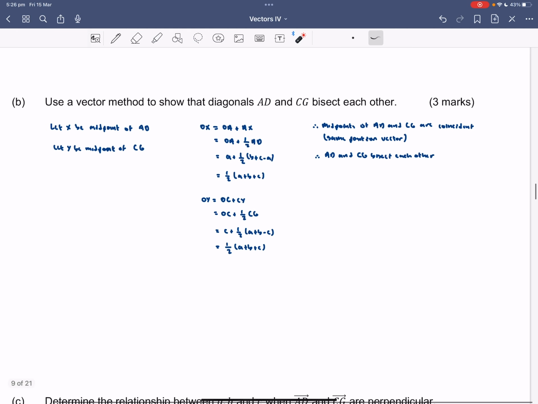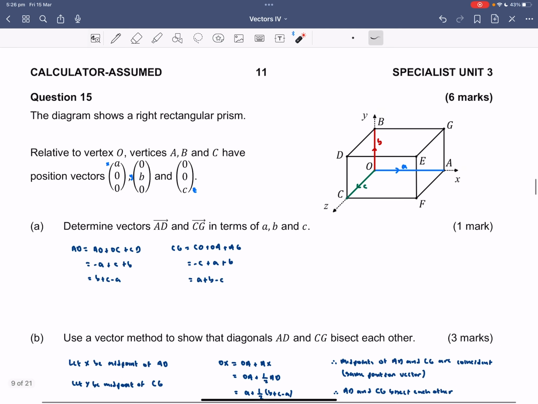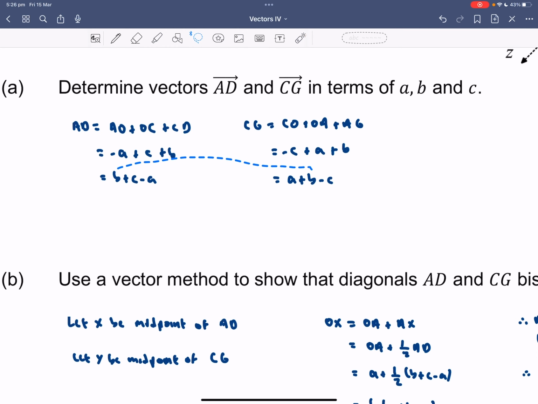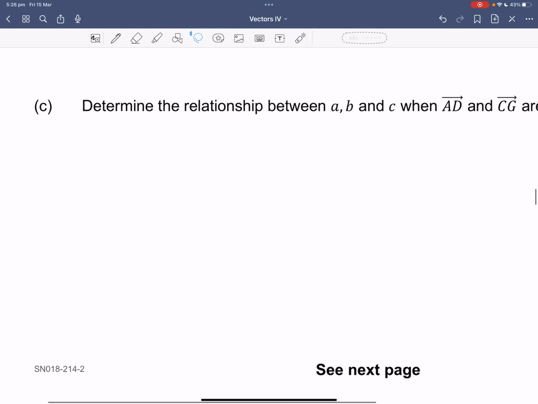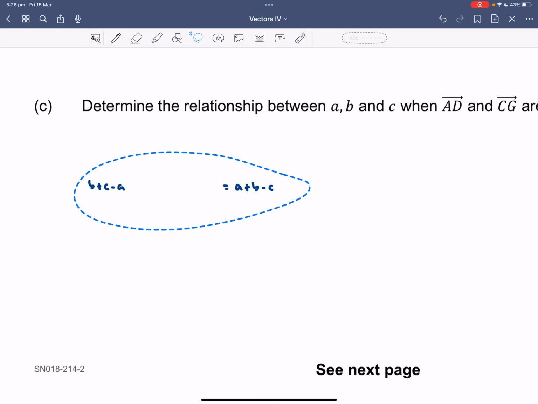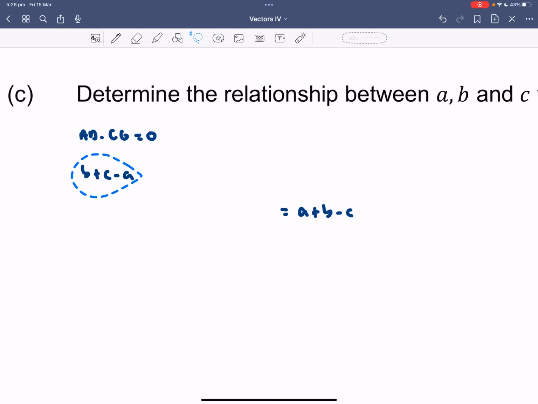So if they're perpendicular, guys, we know that their dot product has to be 0. If two things are perpendicular, the dot product has to be 0. So this dot this has to be 0. And remember, they're not i's and j's. So if they're perpendicular to each other, we can write that AD.CG is 0. There's going to be something special that happens if the dot product is 0.